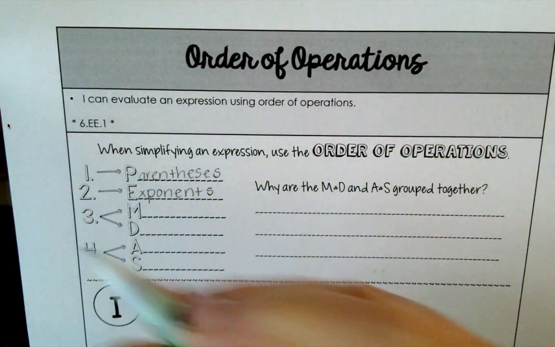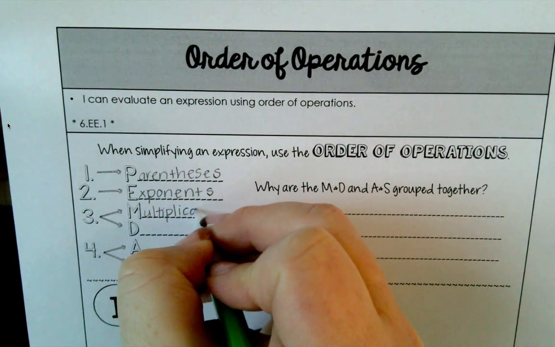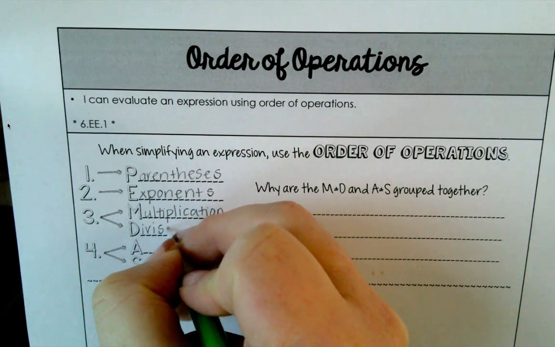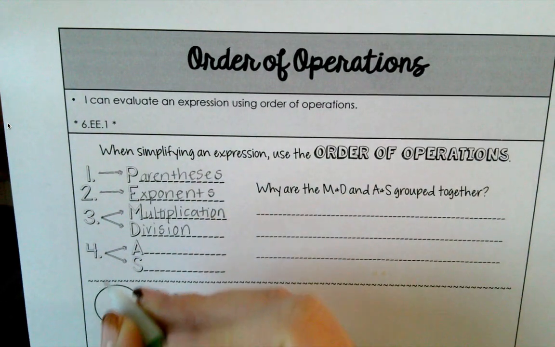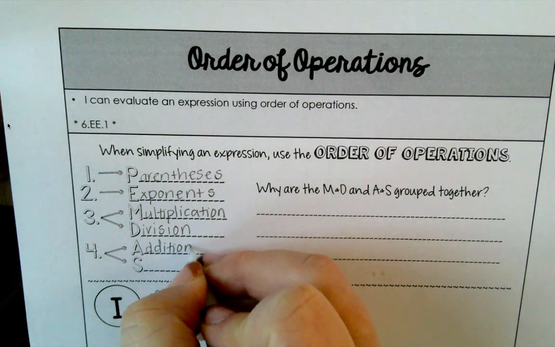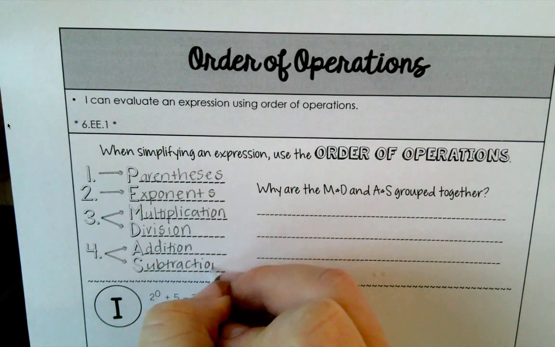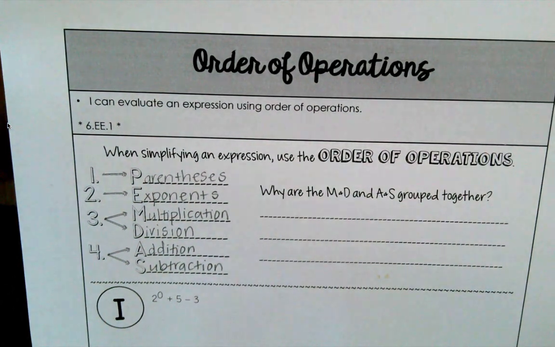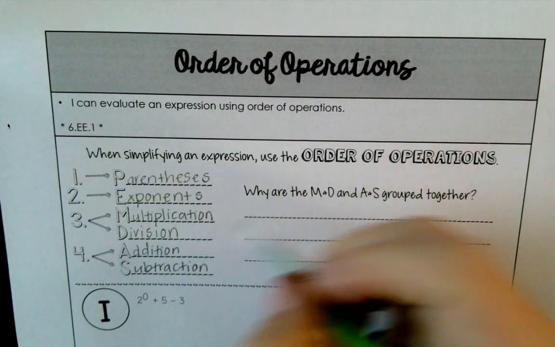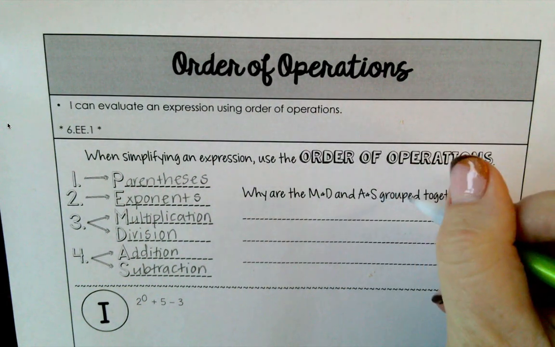And then step 3 is multiplication and division. Okay, and then the last step 4 is addition and subtraction. Now, if your parents are watching with you, they're going to say, "Oh my gosh, that's not the way you do it," and it's not that way anymore, which is so weird. There's a new way. So, why are the M and D, multiplication and division, and this adding subtracting grouped together?